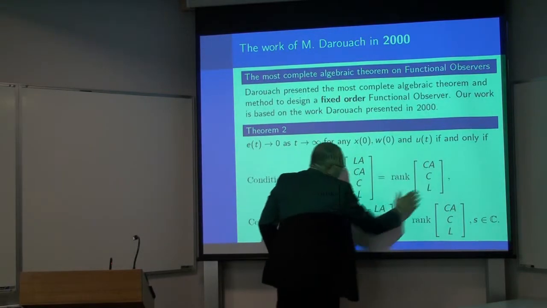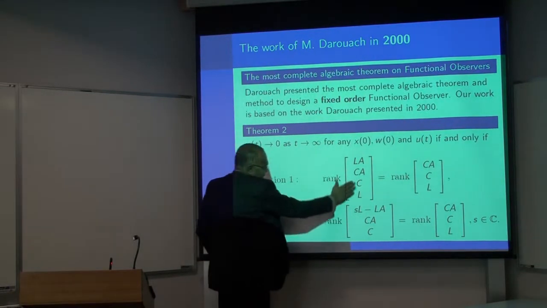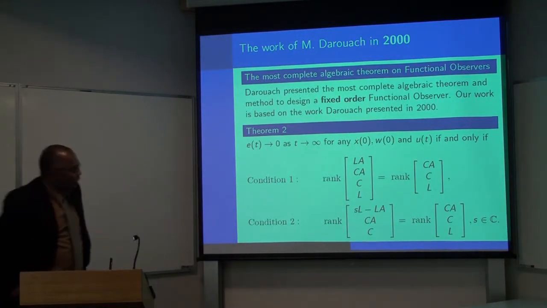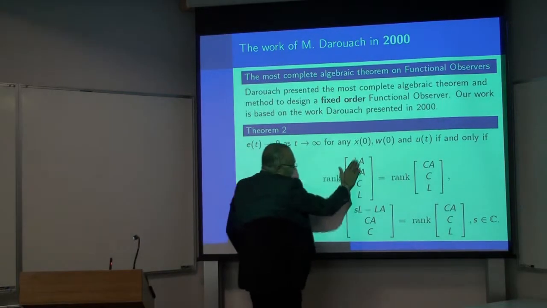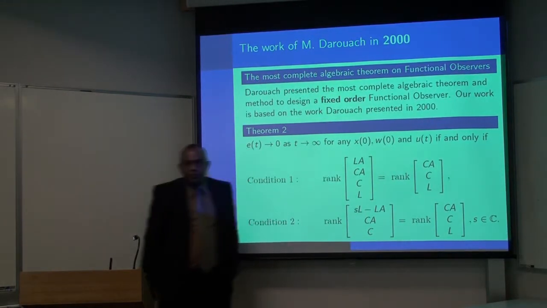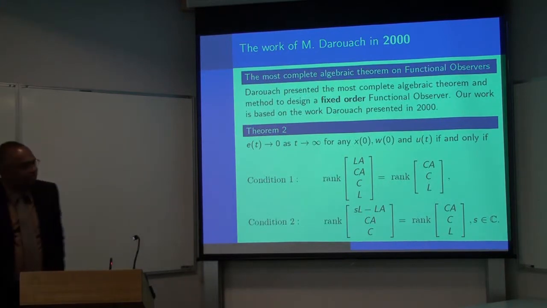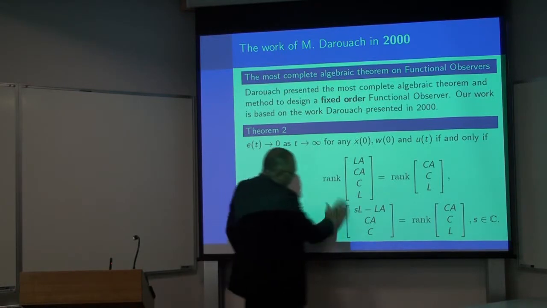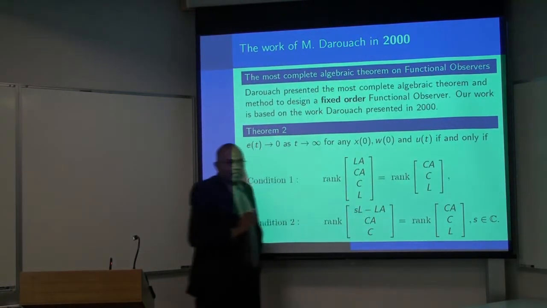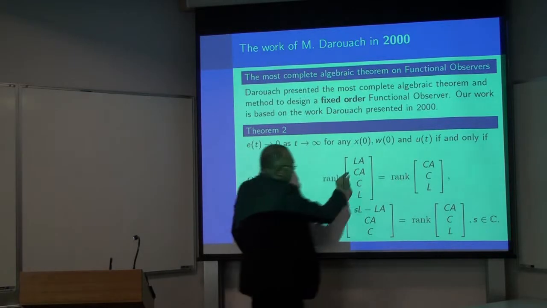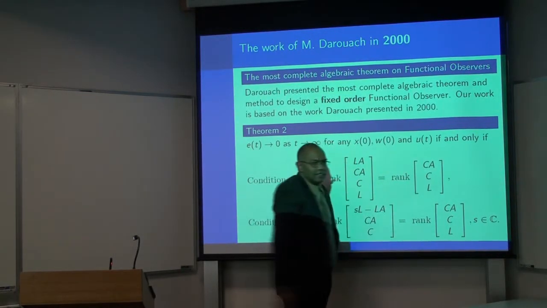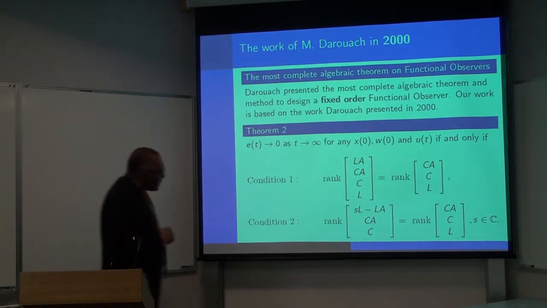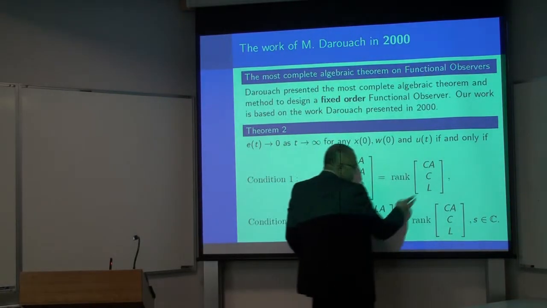we have CACL here, we have CACL here, and we have LA. So to satisfy condition 1, LA needs to belong to the row space of CACL. That's how that condition can be satisfied. So if this condition is not satisfied, obviously the left-hand side is going to be bigger than the right-hand side.